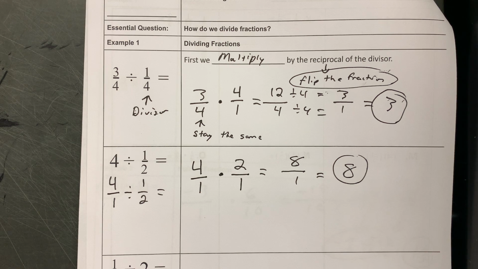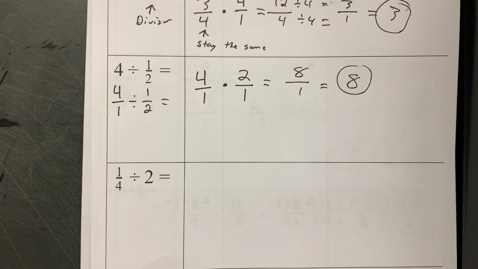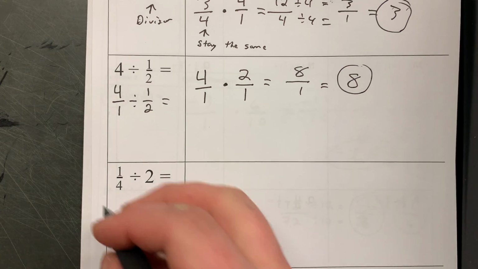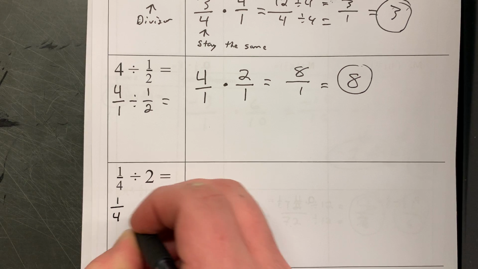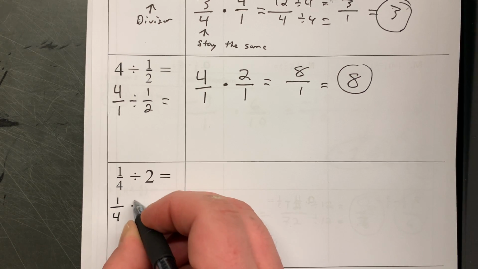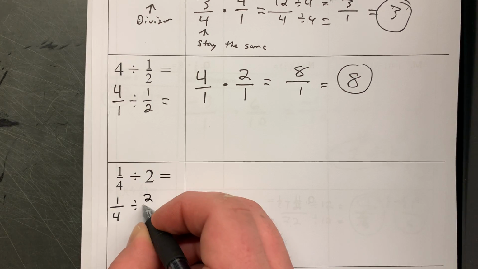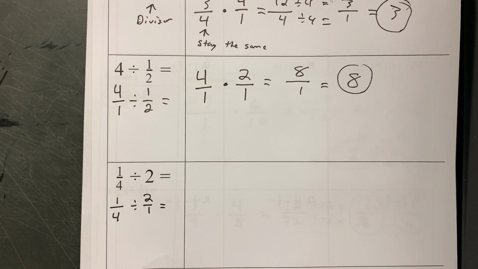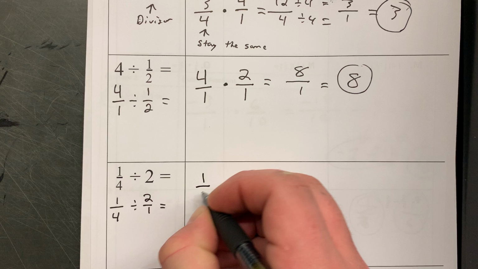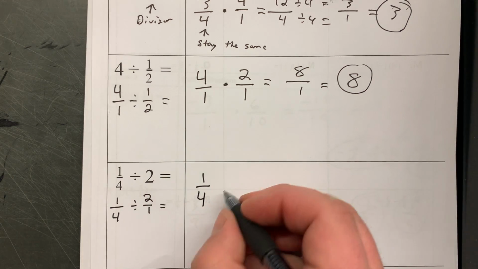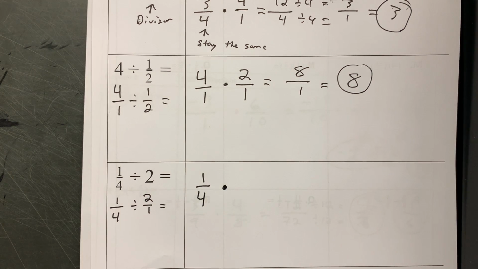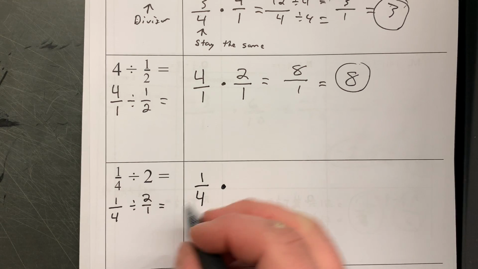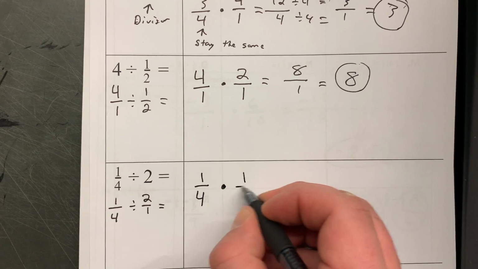Okay. Our last one for the day. If I'm dividing my fraction by a whole number, same thing. I'm just going to change my whole number into a fraction right off the bat, putting it over 1. Now I can go through my same steps again. My first number needs to stay the same. I'm multiplying, not dividing. And I flip my second one. So instead of being 2/1, it's going to be 1/2.